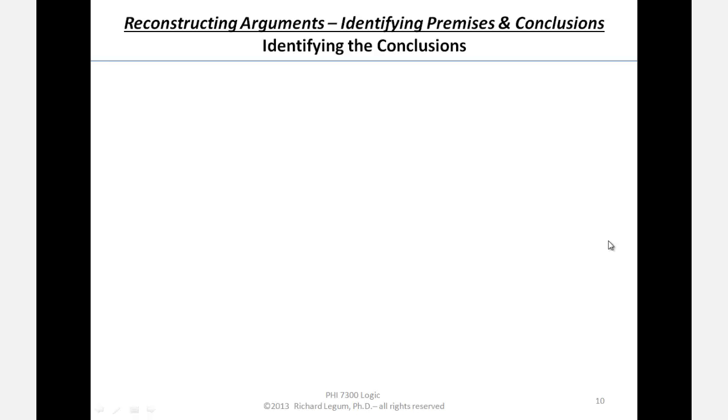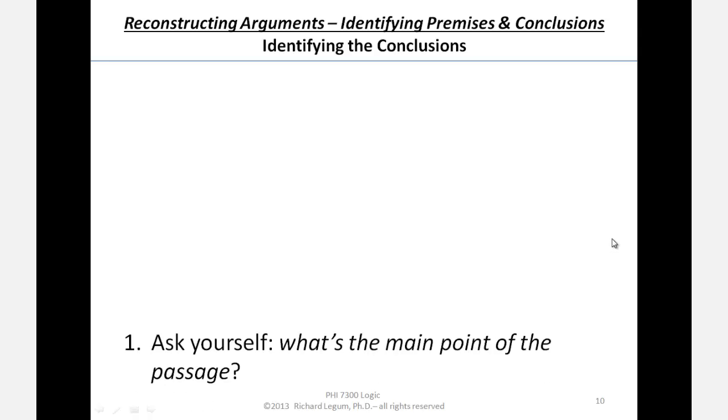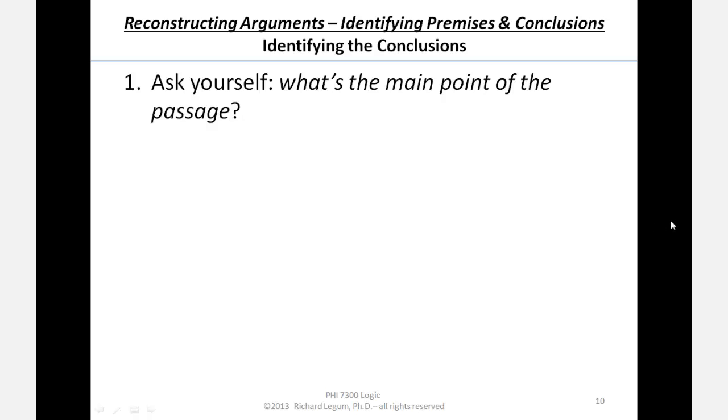But now let us take a look at the concrete steps, because I want to suggest a few concrete steps for identifying conclusions. And the first thing that you need to do in trying to identify the conclusion is ask yourself, what is the main point of the passage? What is the point of the passage? What is it trying to get at? That might not give you the conclusion, but it's going to point you in the direction of what the conclusion is. You have to sit down and think about it. So if somebody were to ask you a question, you just read this passage, what's the main point? What would you tell them?